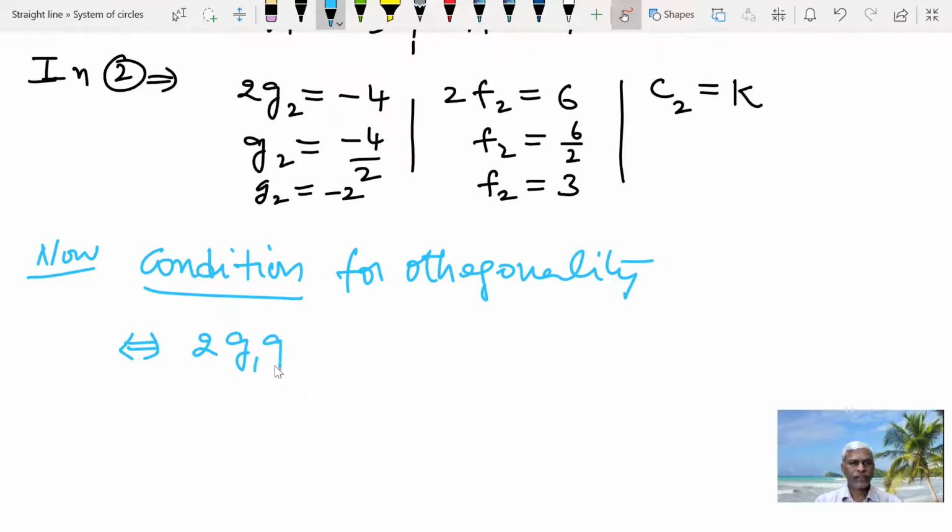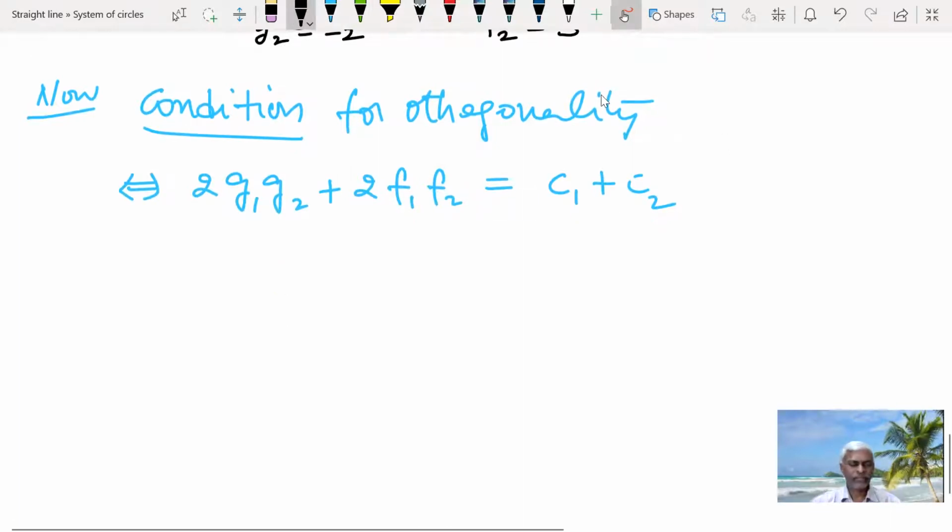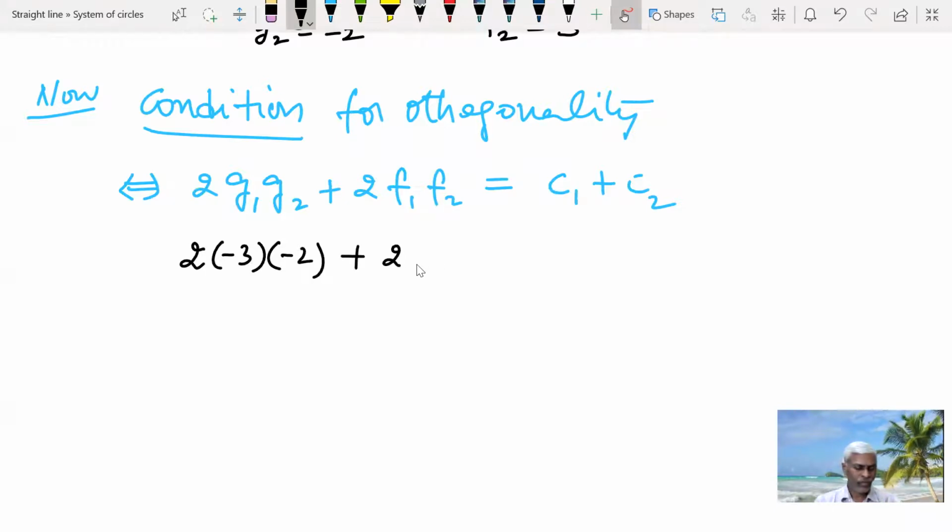2 g1 g2 plus 2 f1 f2 is equal to c1 plus c2 is the condition, and substituting the values: 2 into g1 minus 3, g2 minus 2, plus 2 into f1 minus 4, f2 3, equal to c1 12 plus c2 k.